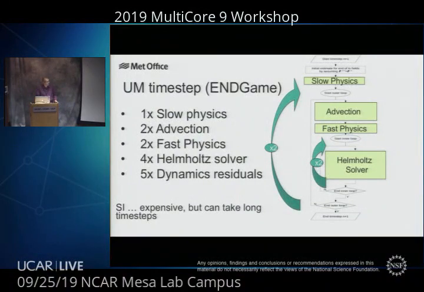Okay, so here's a schematic diagram of what goes into the Unified Model ENDGame time step. So you have slow physics, and then this double loop where we do advection twice and fast physics, and then inside the inner loop, the Helmholtz solver itself, and then we update the residuals. So we're going to do the solve multiple times per time step. Okay, so at least 4.